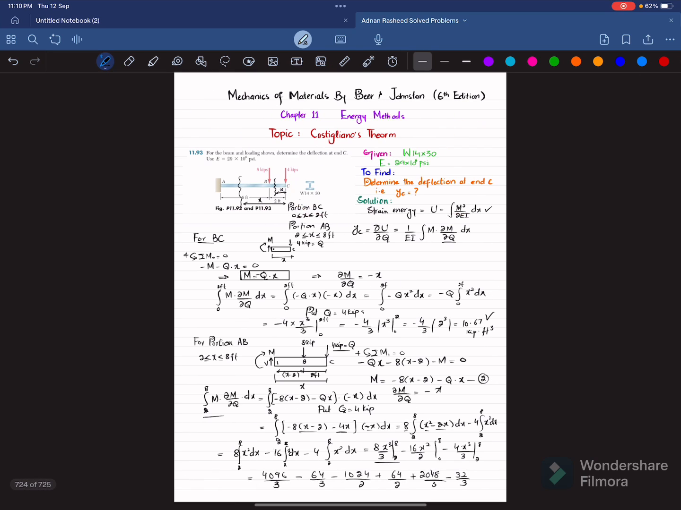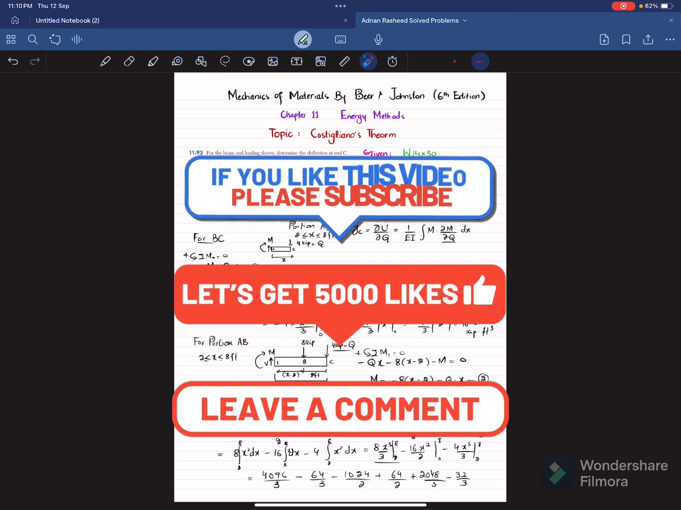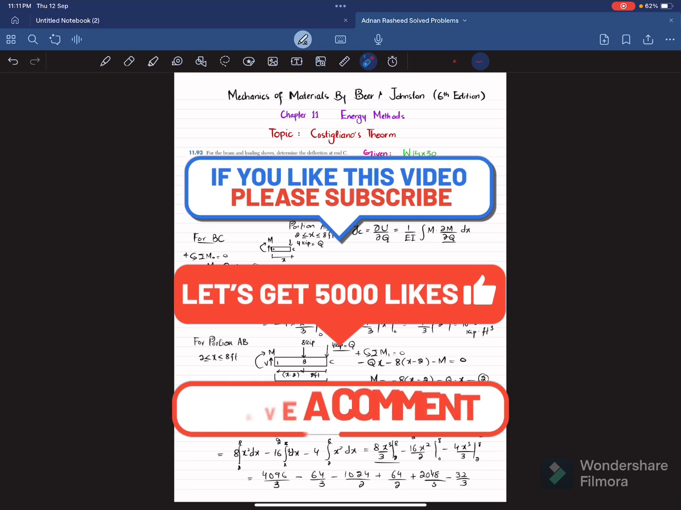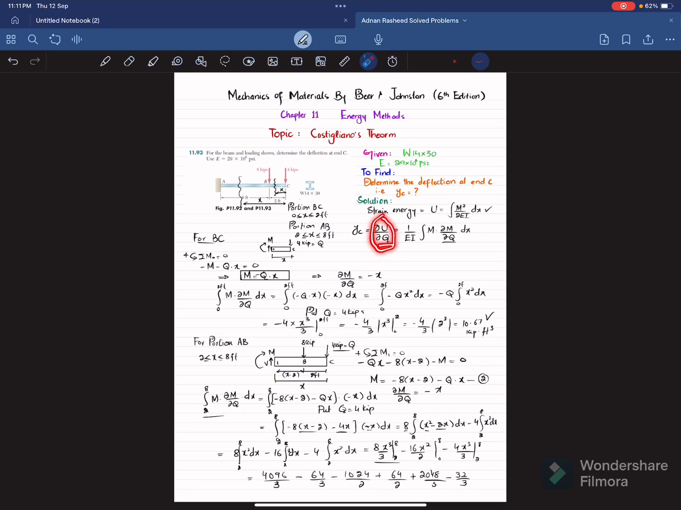So I will conclude it. We have found the deflection at point C by using Castigliano's theorem, which states that the deflection at any point can be obtained by taking the partial derivative of the total strain energy with respect to that force. Here we take Q at point C equal to 4 kips, and we applied this equation in order to get our required deflection.